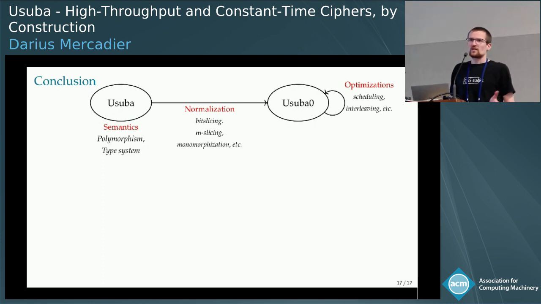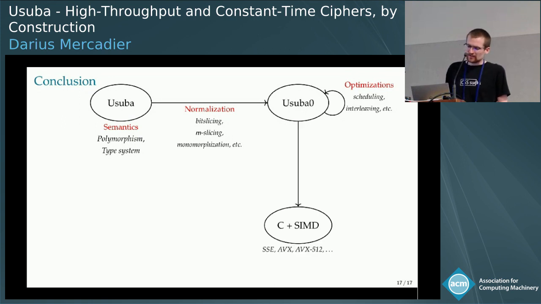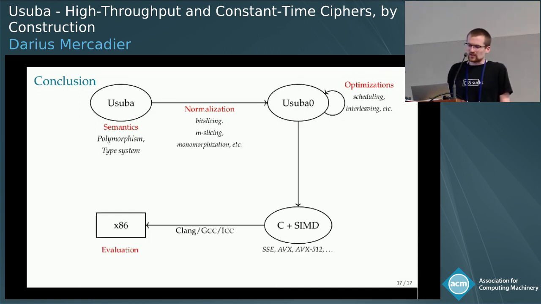I've mentioned interleaving. Another one is scheduling. We have two different scheduling algorithms, depending on which slicing type we are using. Then we generate C code, which is compiled with a standard C compiler to get a binary, and the paper goes more into the details of the evaluation and the comparison with the handwritten C code.